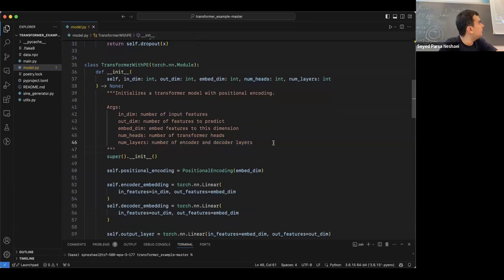And here they use the same number for encoder and decoder layers, by the way. So, for example, if you have 6 encoder layers, you also have 6 decoder layers. Here they're using the same number, and you also have a number of heads as well.